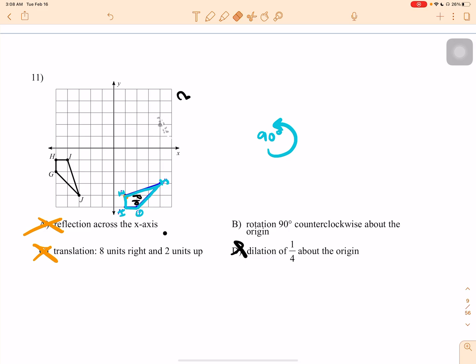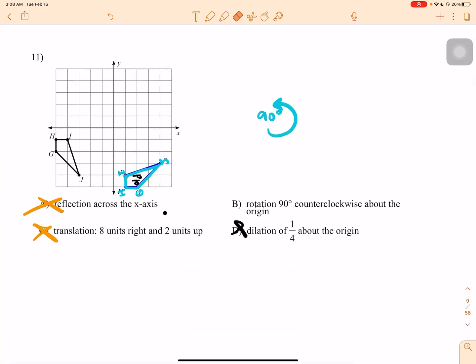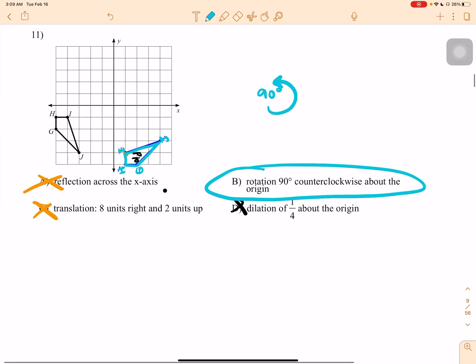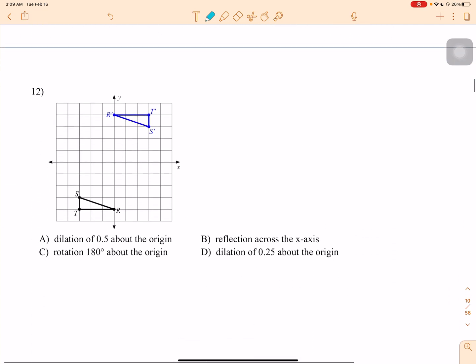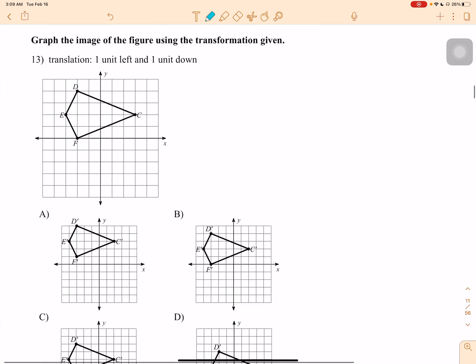I wish we could use patty paper. It's like a transfer paper, kind of like tissue paper, but thicker. If you have any at home, or baking paper or parchment paper that you can see through, I highly recommend you use it to help you out with rotations. But this one is B. Alrighty, I think I'm going to let you guys do those.